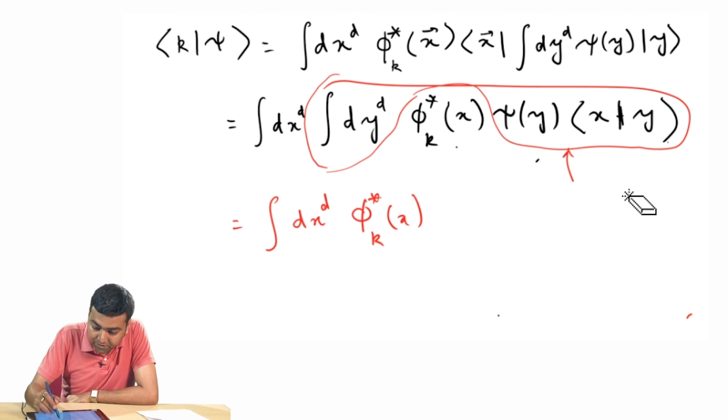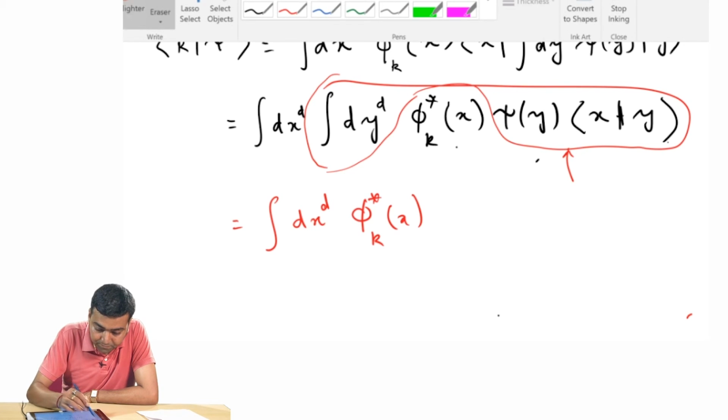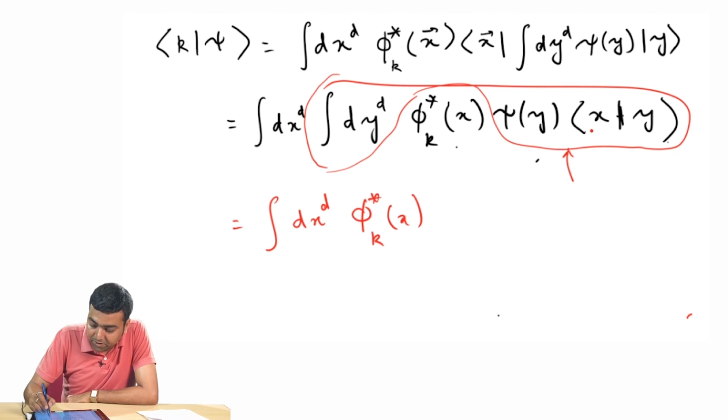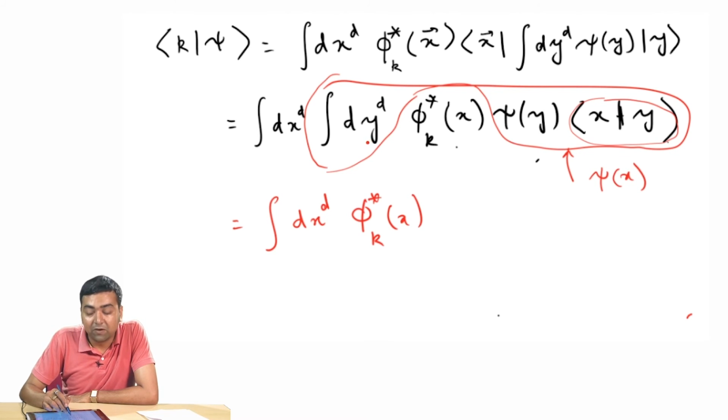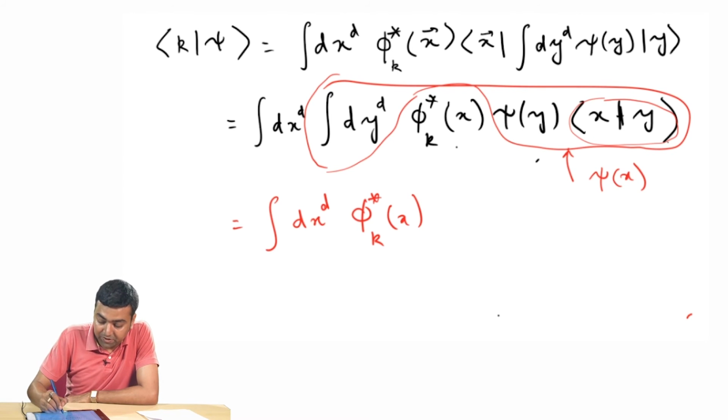Rather, this will give me a delta function. The overlap of x with k will give me a delta of x minus y, and if I do this whole integral, what I will get is psi of x. So, I am integrating out the y degrees of freedom here, so what I will be left with is psi x.